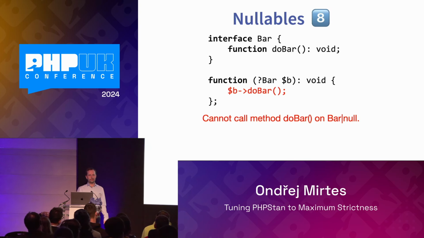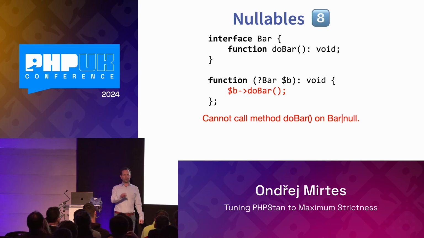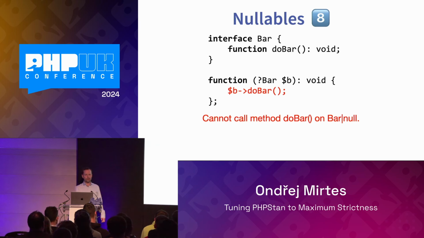Level 8 is the same point, but about nullables. You might know that some variable at some specific point in your code might no longer be nullable, but PHPStan doesn't know it, so it's going to report that you might be calling a method on a type that might be null, and that's reported on level 8.